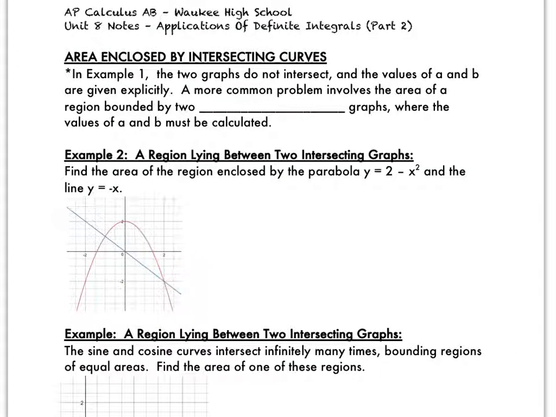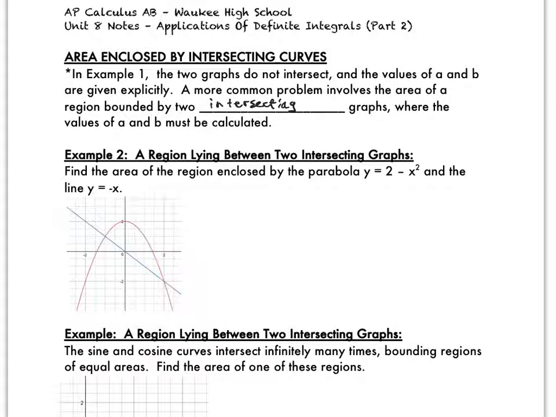All right, now zooming over to the next page here. Sometimes you get curves that intersect in two parts. And sometimes two graphs do not intersect, like we've seen before, where one is just strictly larger than the other one. And this is a little bit more of a common problem here, where we've got the intersection of two graphs and a region bounded by two intersecting graphs, I should say.